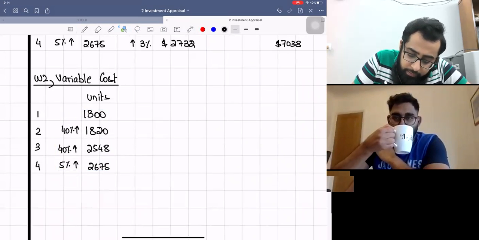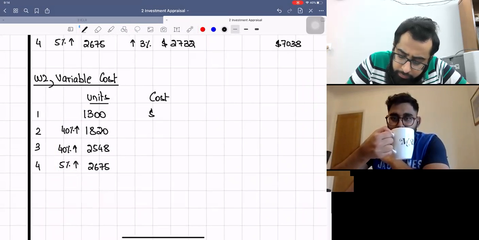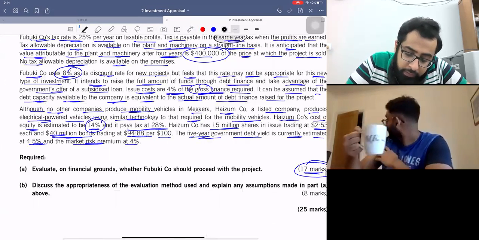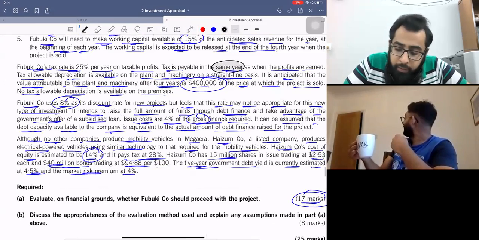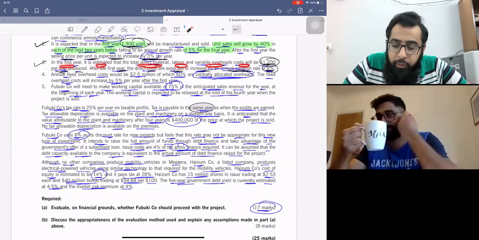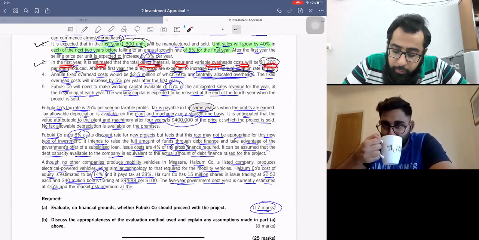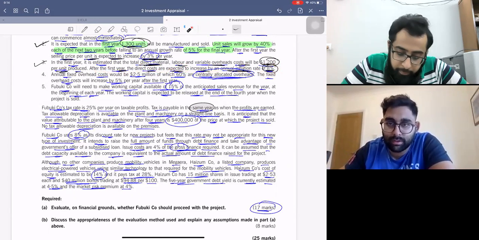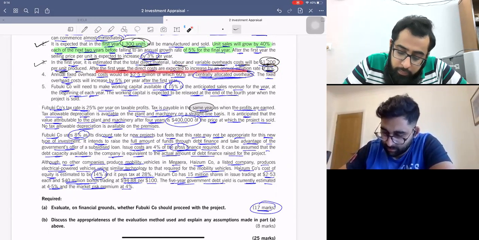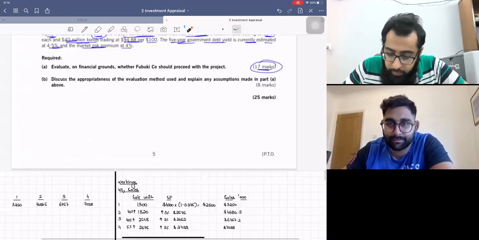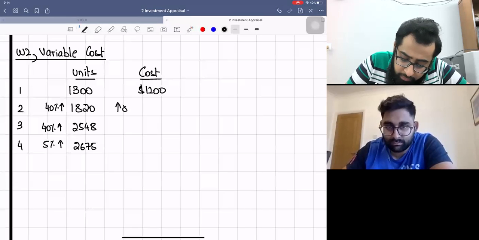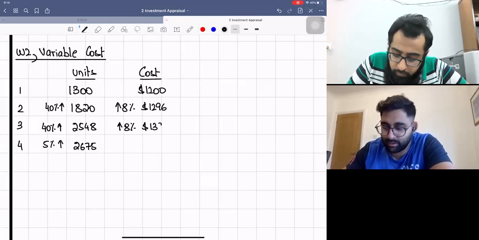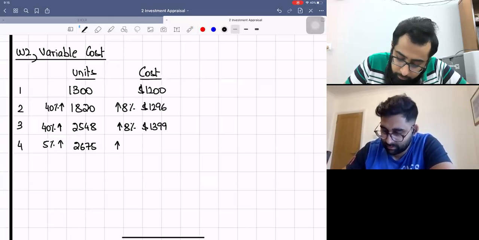Now the cost per unit is $1,200. Here it was written: in the first year, it is estimated that direct material, labor, and variable overhead cost will be $1,200. After the first year, it is expected to increase by an annual inflation rate of 8%. So 1,200 times 1.08 is 1296. It will increase by 8% every year: 1296, then 1399, or 1400 you can say, and then 1511.